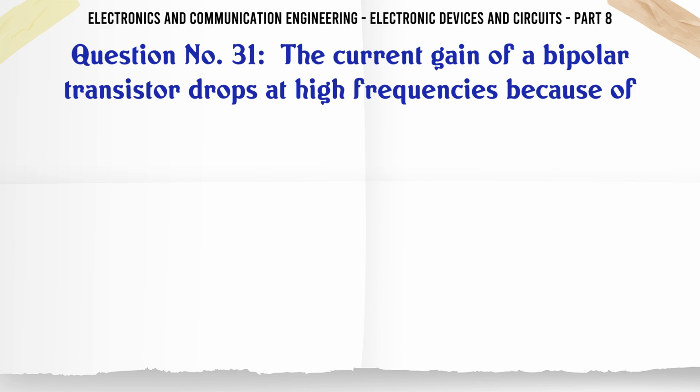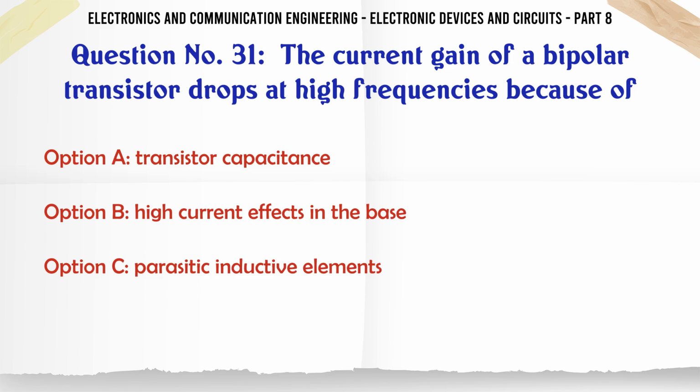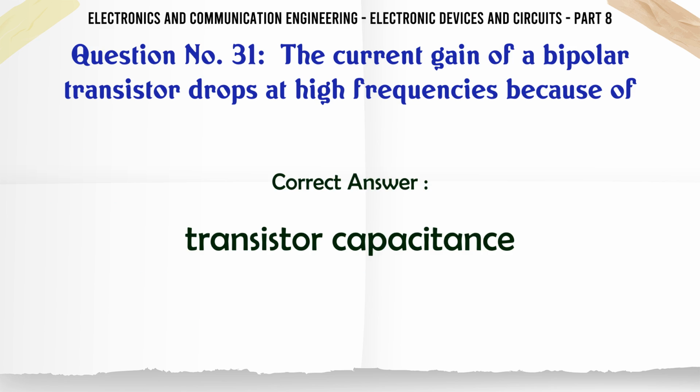The current gain of a bipolar transistor drops at high frequencies because of A. Transistor capacitance, B. High current effects in the base, C. Parasitic inductive elements, D. The Early effect. The correct answer is transistor capacitance.